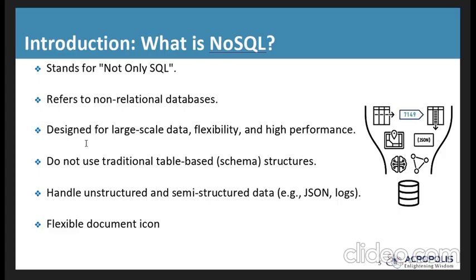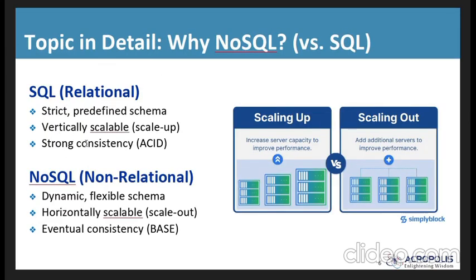Next is why NoSQL? SQL is relational and NoSQL is non-relational. SQL has a strict and predefined schema, is vertically scalable, and has strong consistency. NoSQL has a dynamic, flexible schema, is horizontally scalable, and has eventual consistency.